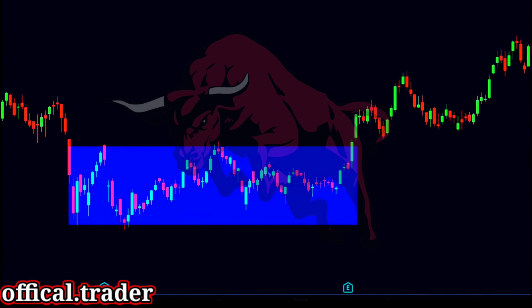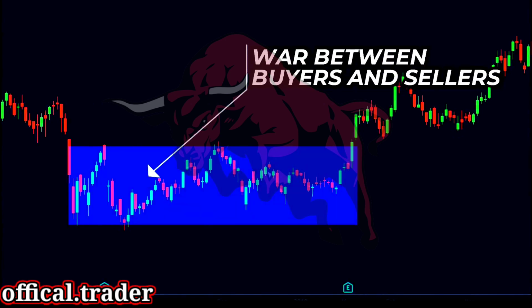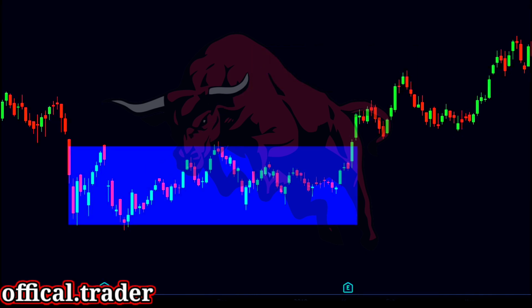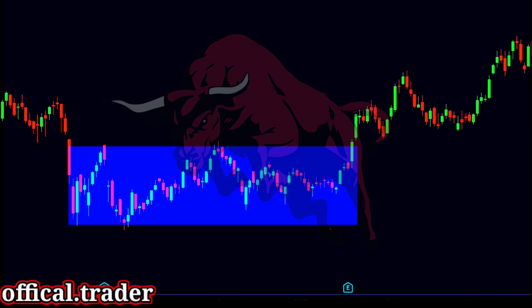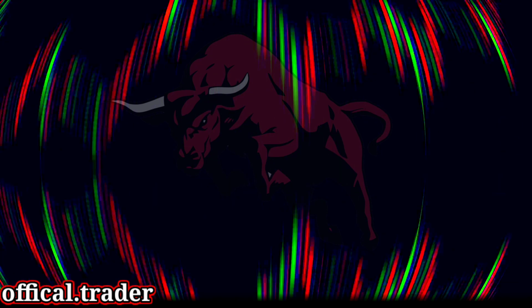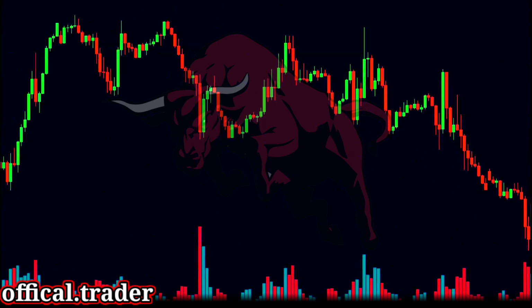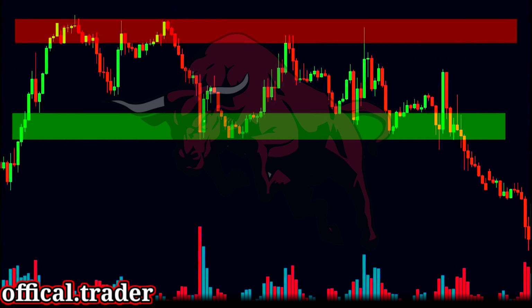Whenever the market is in a sideways range, we can assume there is war between buyers and sellers. After some time, one of them will win the war and drive the price. Our job as a breakout trader is to follow the side of the winner. So here is a tight price range. We identify the support and resistance using the price action.